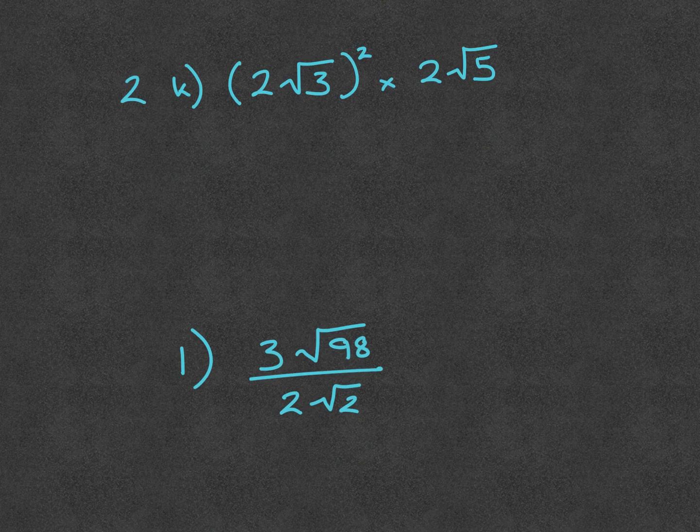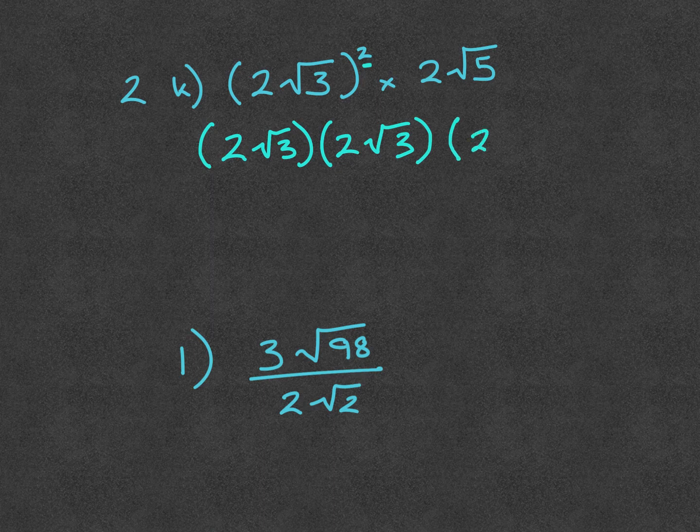Okay, so this next one here starts to get a bit more complicated. We've got more than 2 things multiplied by each other now. So remember here we've got this little squared sign outside the brackets. So what that means is that we've got 2 root 3 multiplied by 2 root 3. And then we're multiplying that by 2 root 5.